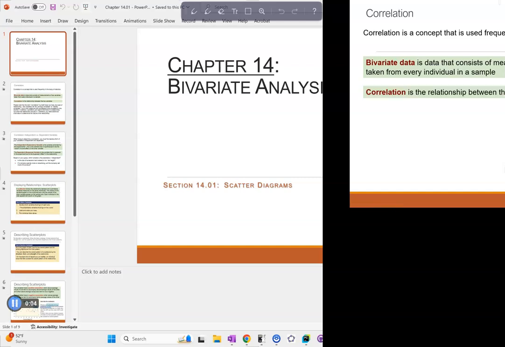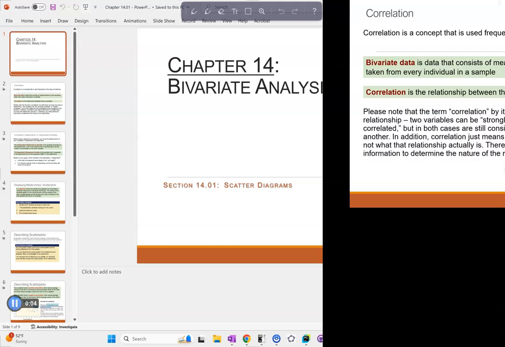Correlation is the relationship between the two variables. Notice that we're being intentionally vague here when we say the relationship between the two variables, right? We don't specify the kind of relationship between the two variables. And it doesn't imply how strongly the two variables might be related. So you can have strong correlation, you can have weak correlation. In either case, those two things are correlated. It's just the degree of correlation that you're interested in.